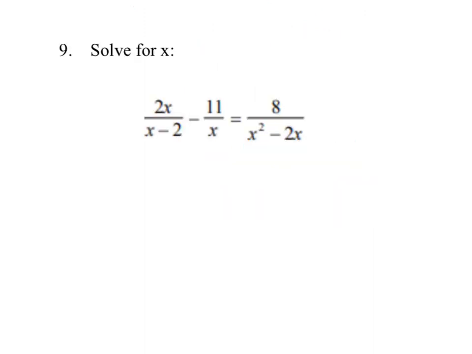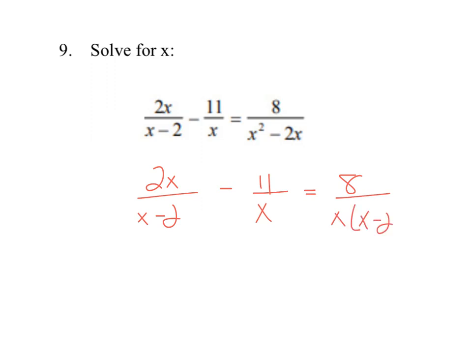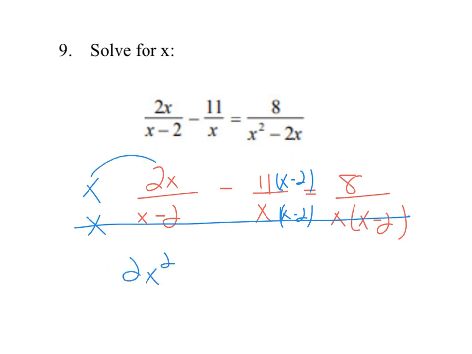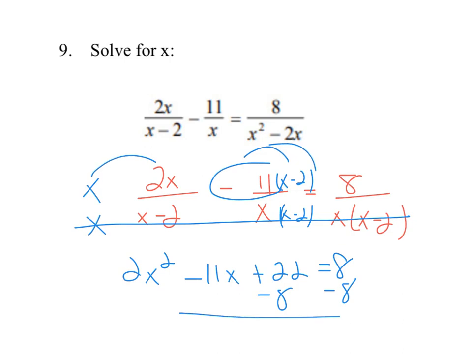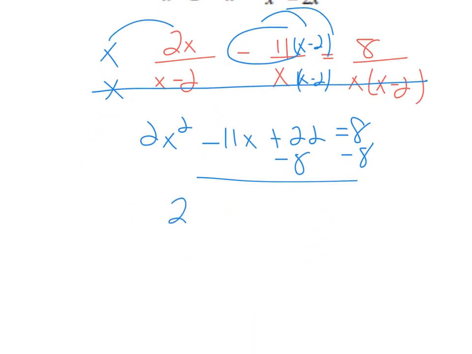Same problem, different method. I'm going to factor this bottom with GCF. That tells me that this guy needs an x, and this guy needs an x minus 2. These will cancel out. Then I'm going to multiply this to get 2x squared. I'm going to distribute this -11 in to get -11x plus 22 equals 8. Subtract the 8. So you get 2x squared minus 11x plus 22 minus 8. That ends up getting you 14.